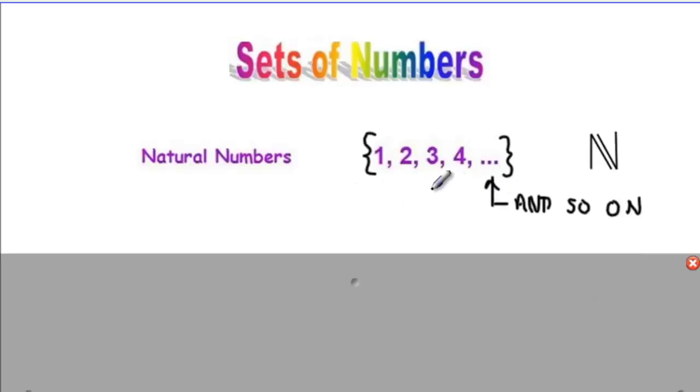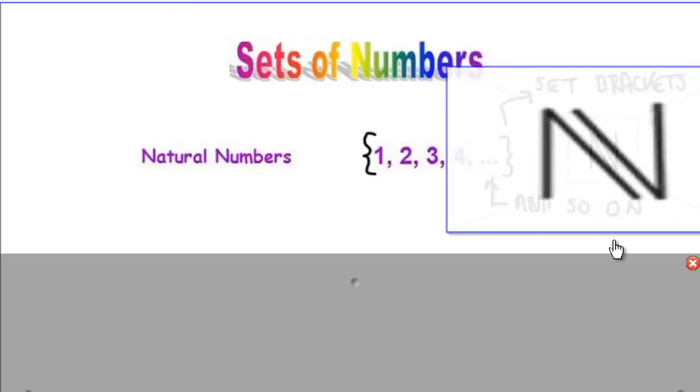You'll notice I've put these numbers in this pattern, a natural number pattern, in a set of brackets. These brackets are called set brackets. So the natural numbers are the numbers 1, 2, 3, 4, and so on. They have a special symbol, and that symbol is this fancy letter N. And that's the symbol we use in mathematics for the natural numbers.